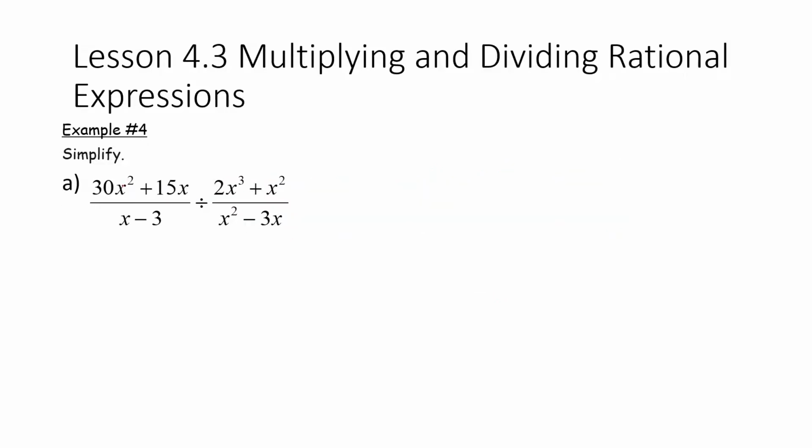On to the next one. So when you're dividing, nice little trick. We're not going to go through the proof on how to do it, but a nice little trick to change dividing fractions into multiplying fractions is just reciprocate that second fraction. So let's reciprocate it and then multiply straight across. So 30x squared plus 15x over x minus 3. And then we're going to change this to multiply, and we're going to put the numerator in the denominator and the denominator in the numerator.